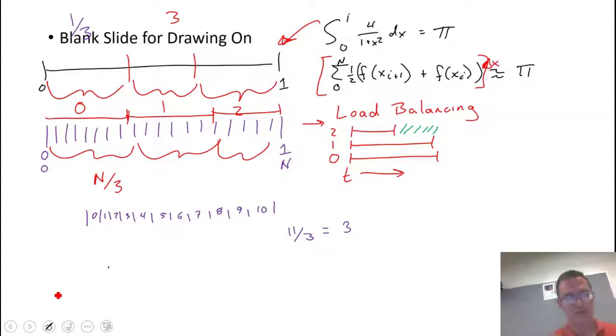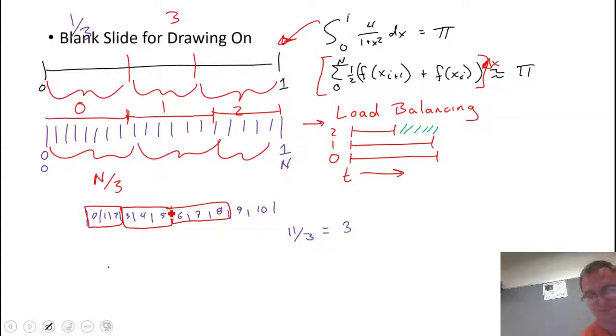All right, so processor 0 takes these first 3. Processor 1 takes the next 3, and processor 2 takes the next 3, like that. So what are we going to do about these last 2? Put on another one. Oh, you're only using 3? We're only using 3. So what are we going to do with those last 2?